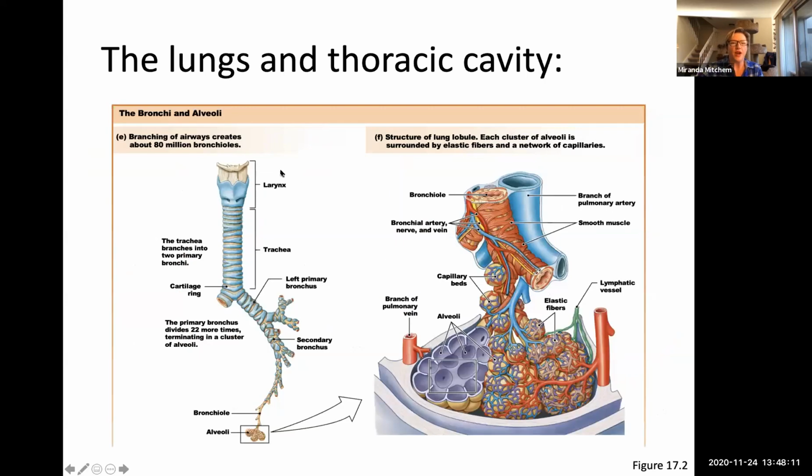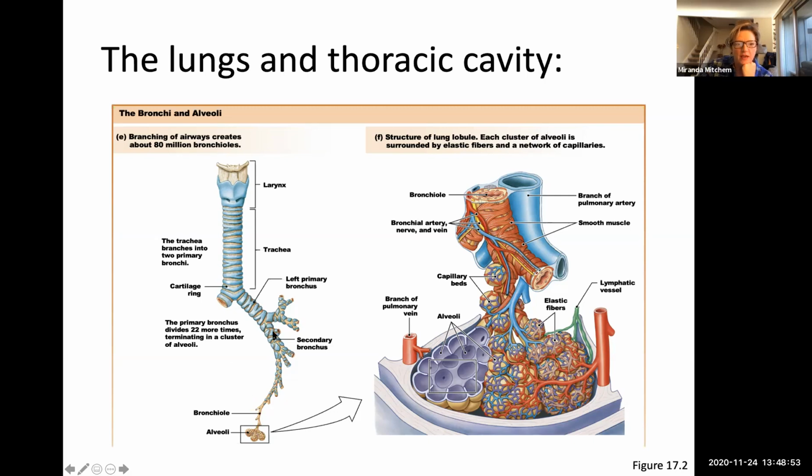Okay, so looking at the branching from the trachea down through the left primary bronchus to the secondary, down to the bronchioles, and finally to the air sacs, the alveoli. So bronchiole has this ending we've seen before. We saw it when we studied arterioles. That ending is not a coincidence. These are the airways that are wrapped with smooth muscle that can apply resistance to increase pressure. So that's similar to our cardiovascular system.